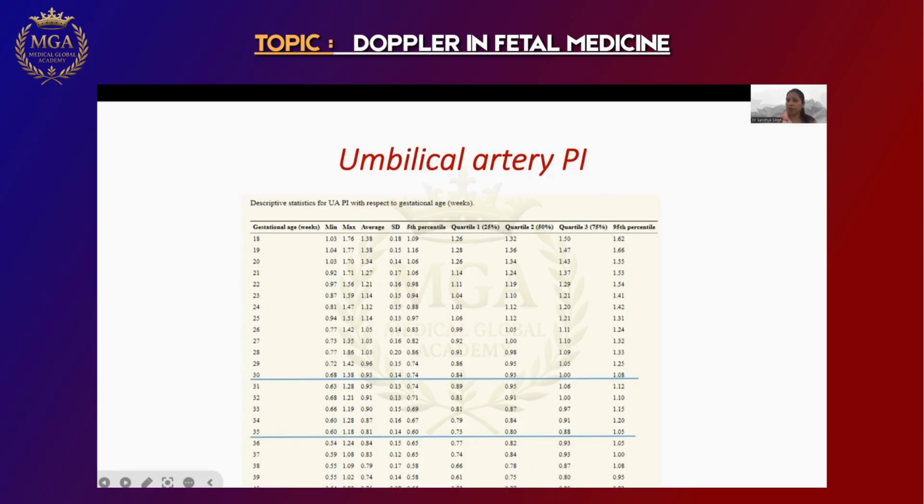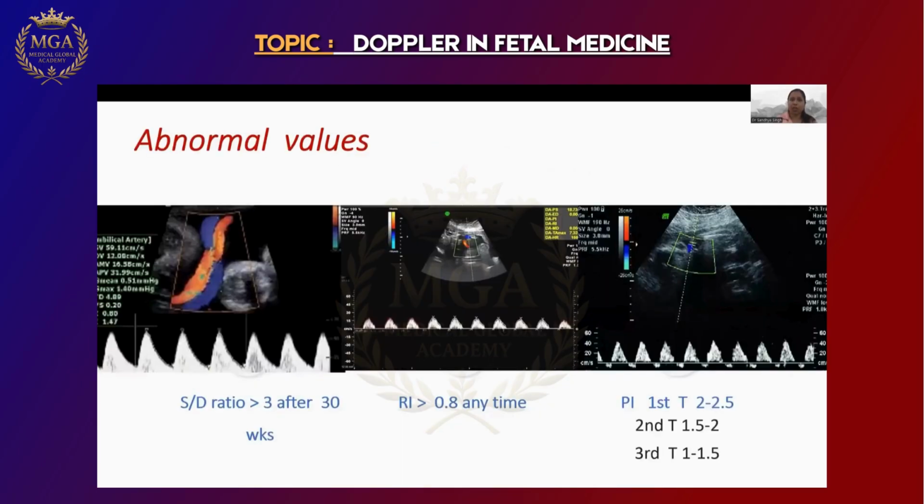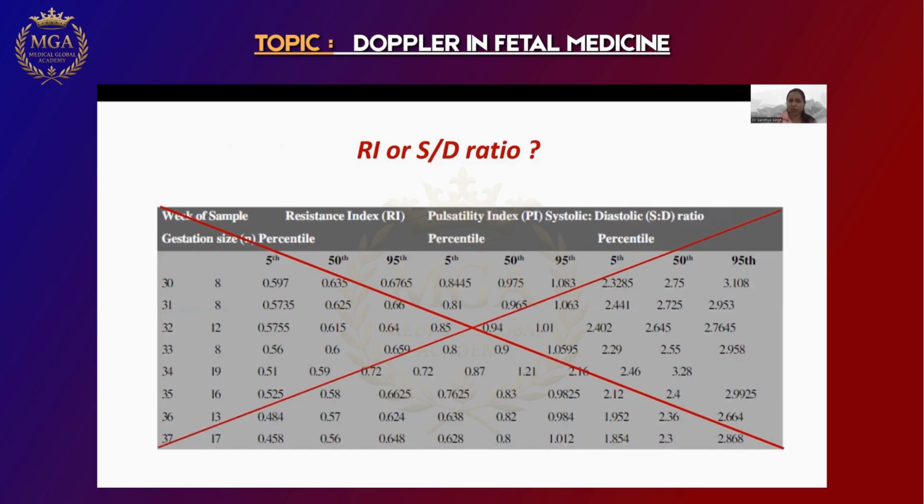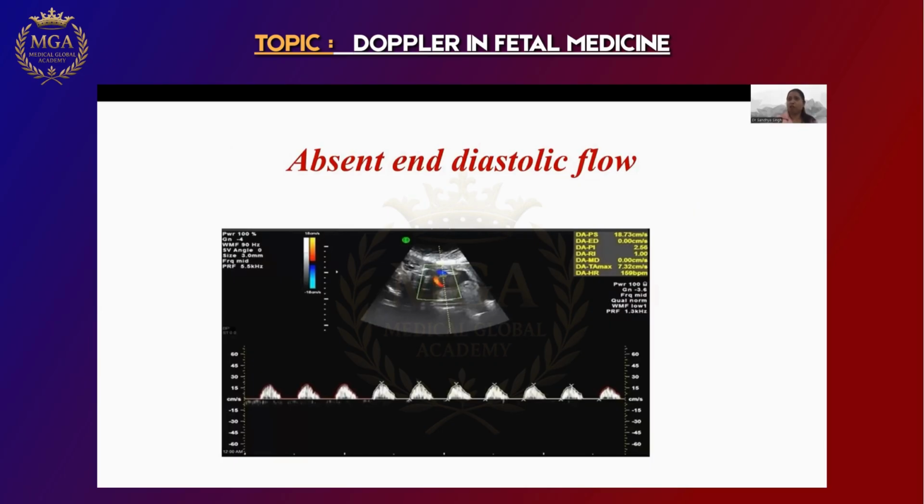This is normal. The pressure goes on decreasing as the baby is growing. Okay? When we talk about the abnormal values, I told you there are many papers that will tell you SD ratio more than 3, RI more than 0.8. All this is gone. Those days are gone. You have a very simple and clear-cut method where you have a calculator. Just put in that calculator and you will get the values.